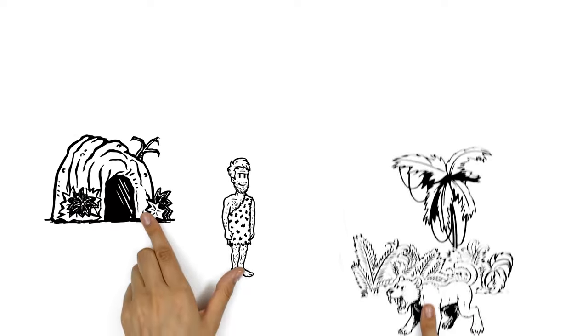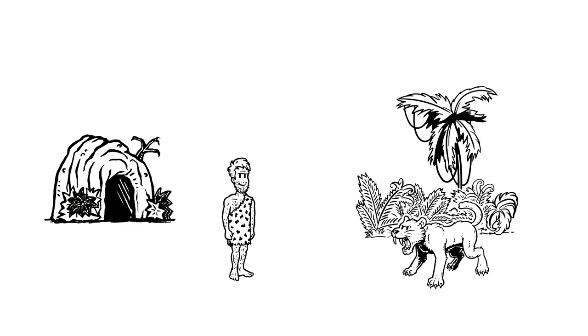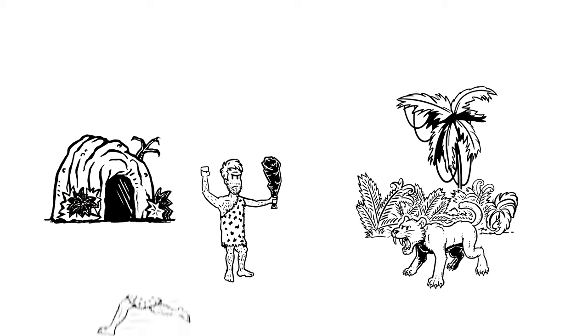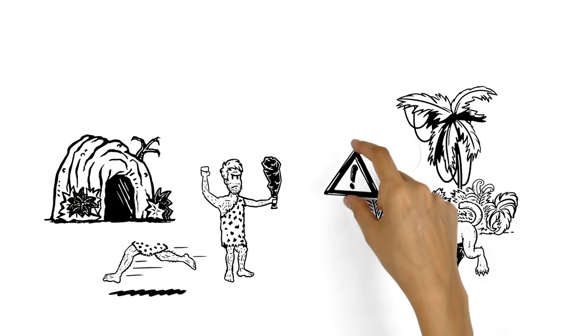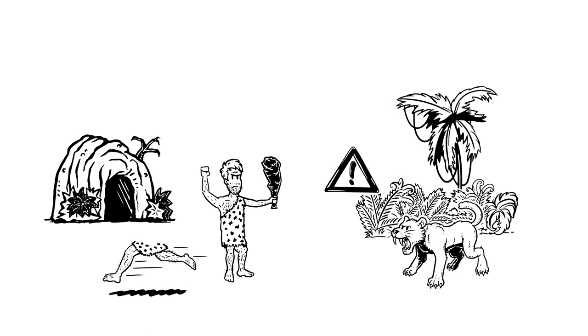Picture a caveman who meets a saber-toothed tiger. In an instant, he has to be able to fight or flee. His body recognizes the danger and immediately provides energy.